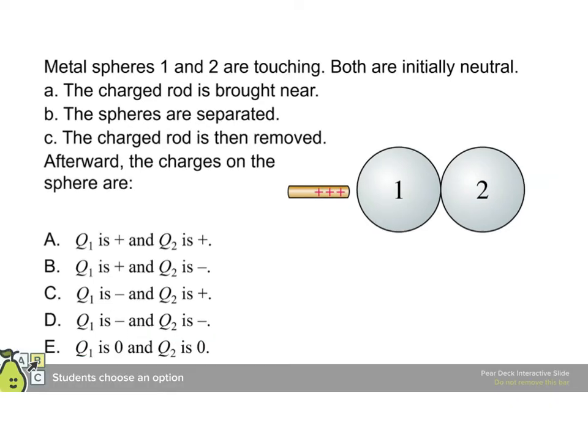All right, same setup. Metal spheres 1 and 2 are initially touching. Both are initially neutral. Then we bring a charged rod near. The spheres are then separated, and the charged rod is removed. Afterward, what kind of charges do we have? Here we're going to have negative on sphere 1 and positive on sphere 2.